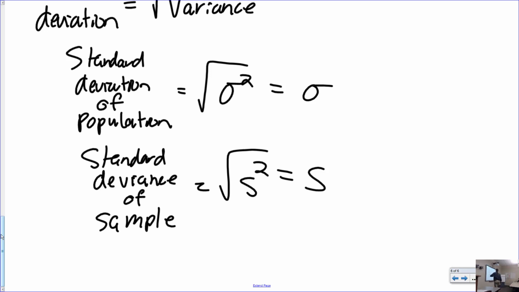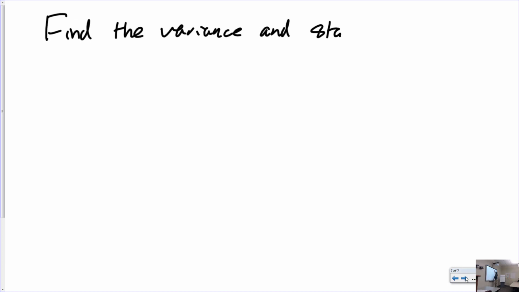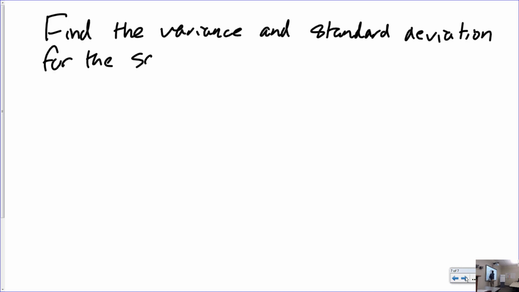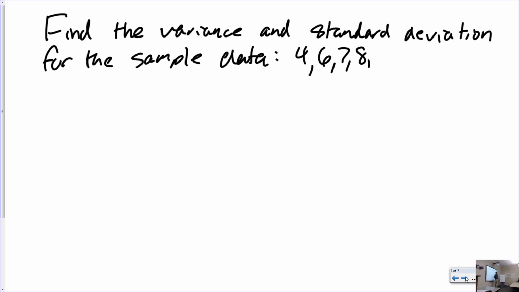So, let's do some calculation again. I sort of got carried away a little bit. So, find the variance and standard deviation for sample data of 4, 6, 7, 8, 12.